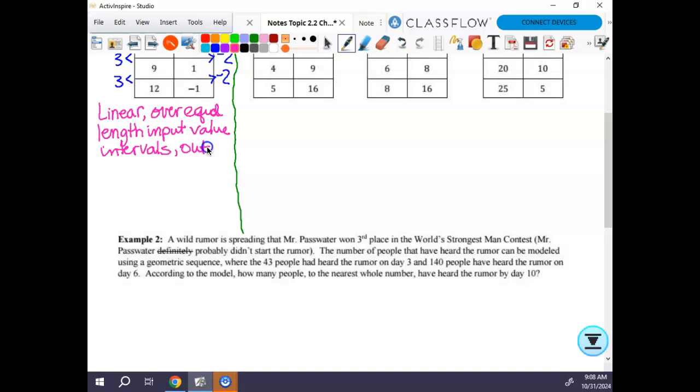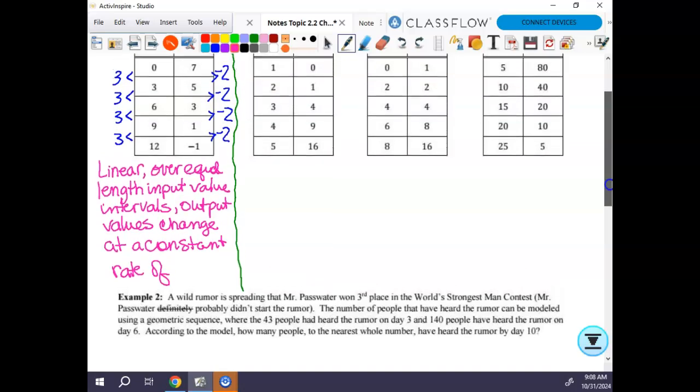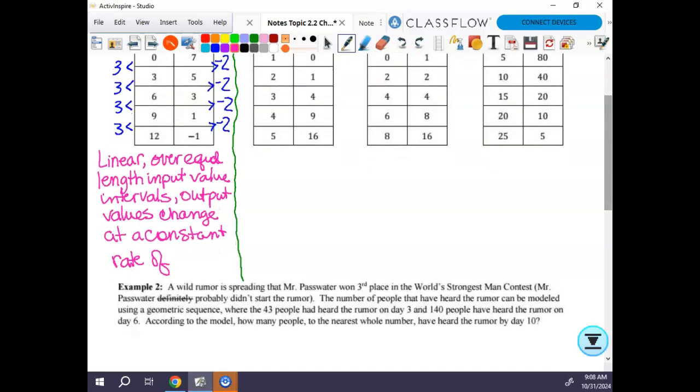Output values change at a constant rate. And we're going to say at a constant rate of, and then we're going to say what it is so we can talk about slope a little bit again. We don't necessarily have to find the slope on each one. We can tell that it is changing at a constant rate.